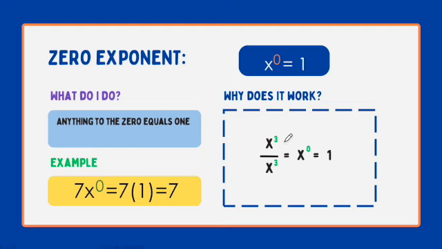And why does that work? Because x cubed divided by x cubed is 1. Think about it. In our previous law of quotients, x cubed divided by x cubed means x to the power 3 minus 3, and that gives us x to the power 0. So that's how x raised to the power 0 gives the answer 1 in that case.